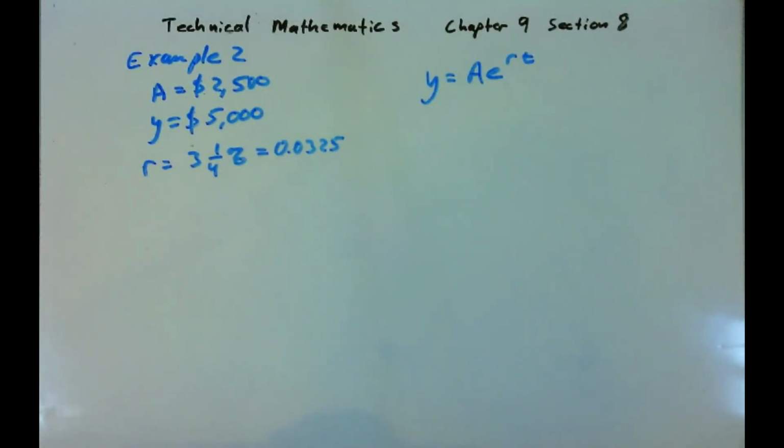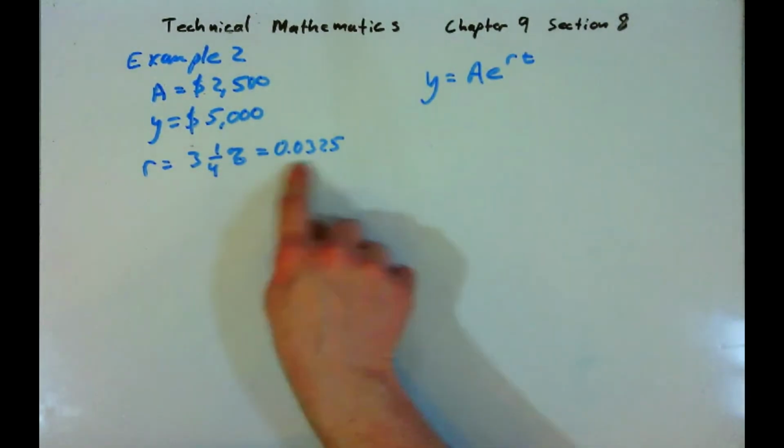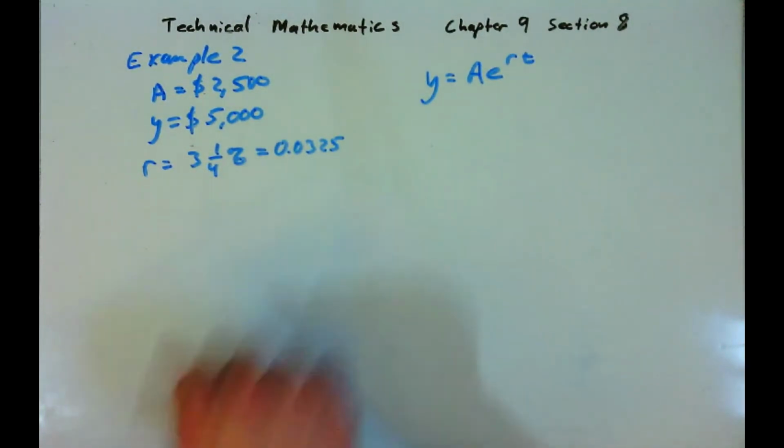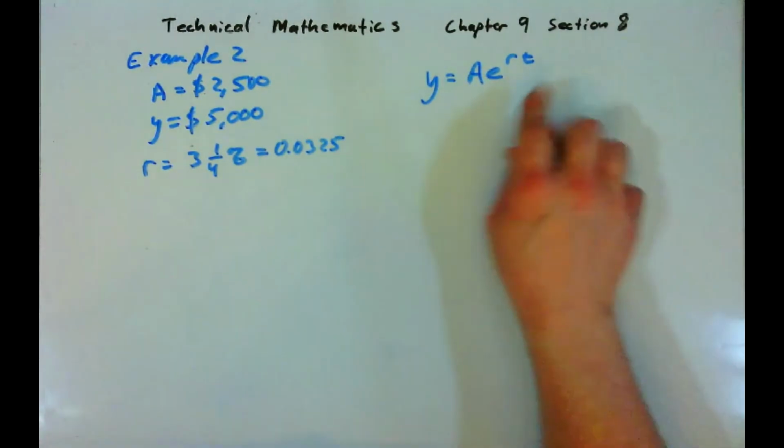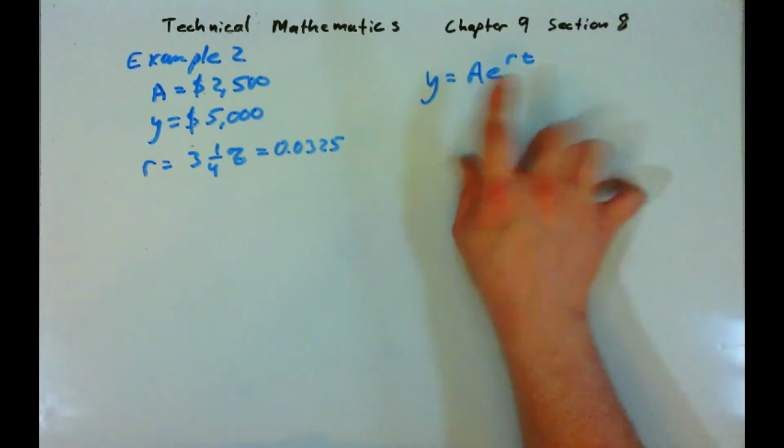This is example 2. It says Mary and Sid deposit $2,500 into a savings account that pays 3 1/4% compounded continuously. And how many years will the amount in the account double? So we start off with $2,500. We're earning 3 1/4% or 0.0325. And we want to know how long does it take for the money to double, the amount of time t.